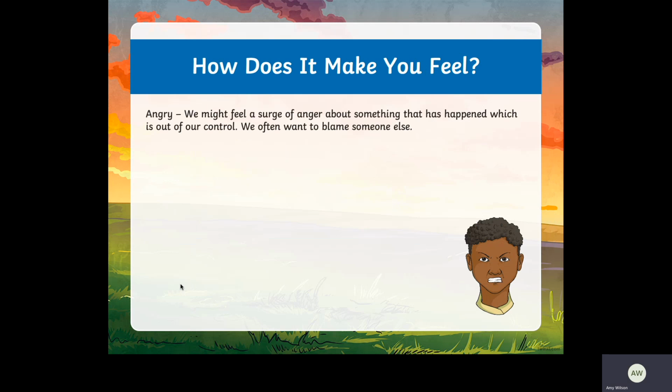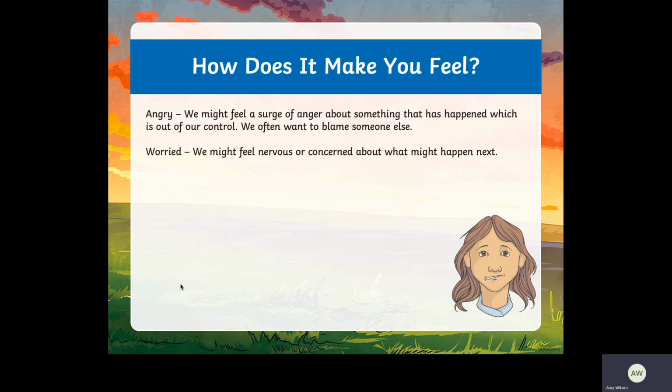Now have a little think, or talk to the person around you if you can, safely. How does that make you feel? We did some work, or some children did some work with Mrs. Clough and Miss Thomas in school about feelings. So how does it make you feel when things go wrong? It might make you feel angry.